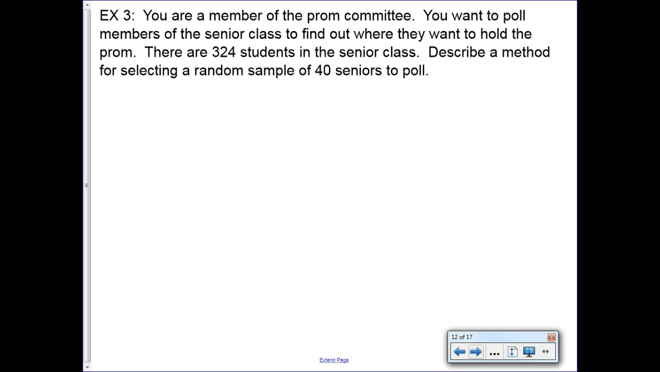This is another one you can discuss in your group. How would you make sure that it's random? How would you make sure that you represented the senior class well and didn't just get all of your friends, who may all have the same values about prom that the entire class may not hold?